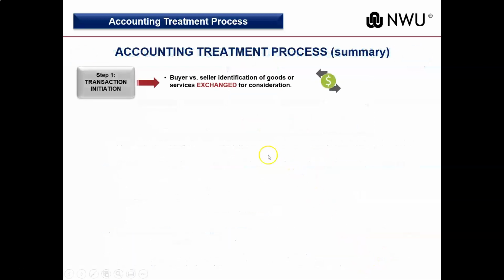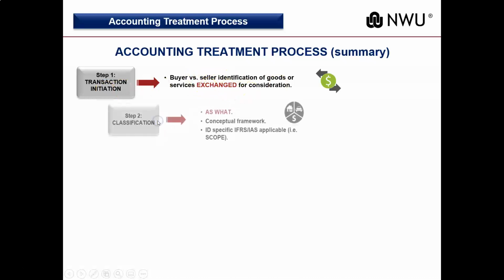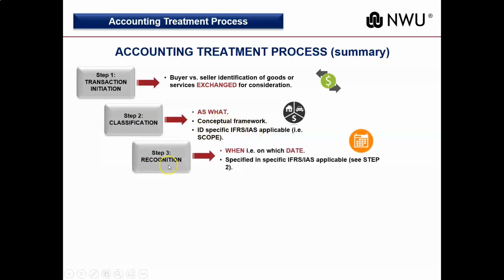So, again, if we summarize, step 1 is transaction initiation. Then we have a buyer versus seller, and we exchange goods or services for some kind of consideration. Step 2, classification. How do we classify that transaction? What do we use in this classification process? Very, very important, the conceptual framework. And we are going to look at IFRS and IAS to give us some guidance.